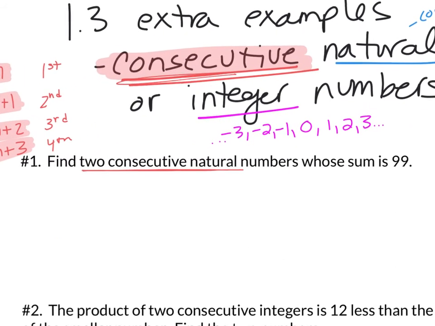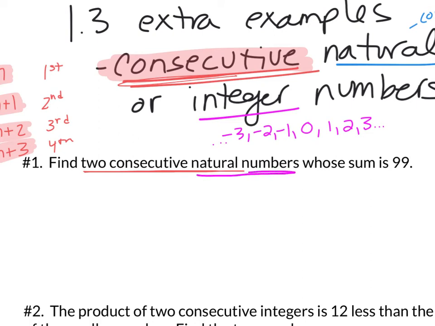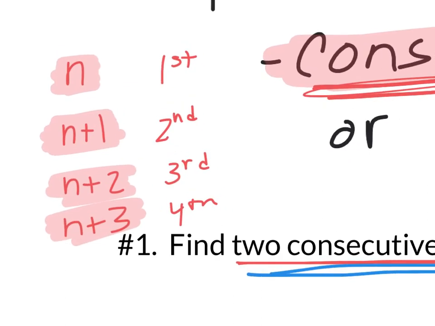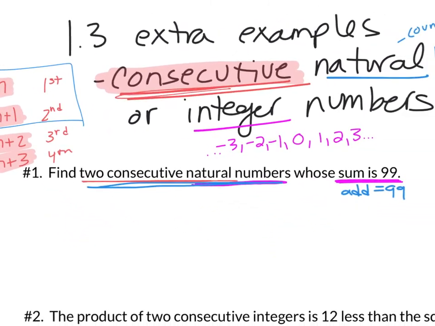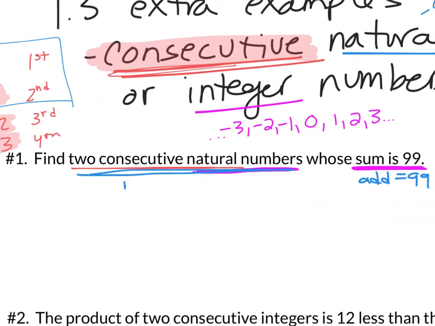Looking at number 1, find two consecutive natural numbers. So I know that my answers should be positive whole numbers whose sum is 99. Sum means we're going to add up and equal 99. Using the notation we talked about, we're going to use two of them, n and n plus 1. We know that if we add those two together, we should get 99. So my equation would look like n plus n plus 1 equals 99.